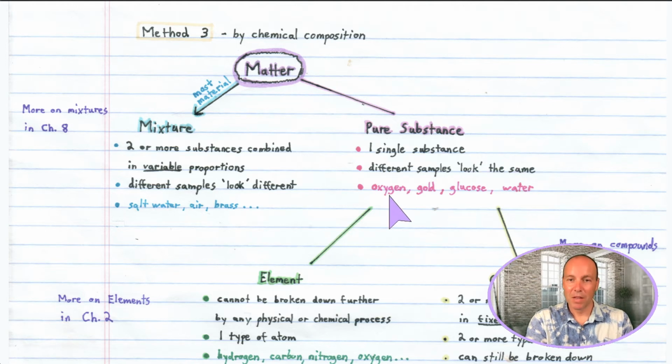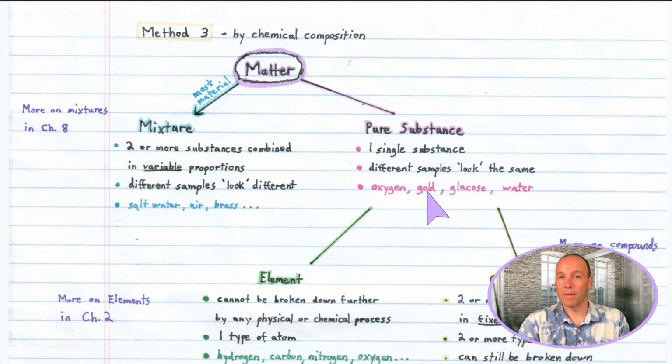There are lots of pure substances out there, more than anyone could count. So here are just a few examples. Pure oxygen gas. Imagine pure oxygen gas. Okay, pure gold. 24 karat gold with no impurities. That would be quite valuable. Pure glucose sugar. Pure water.